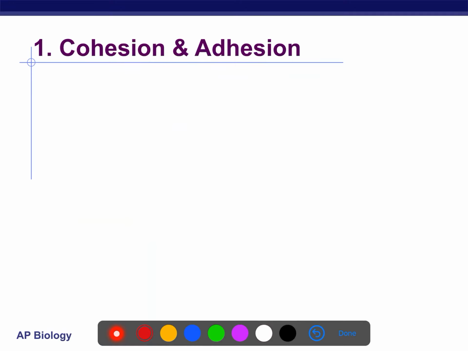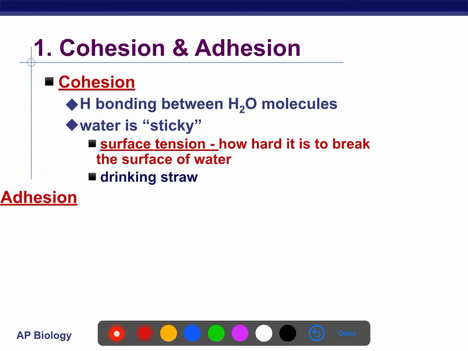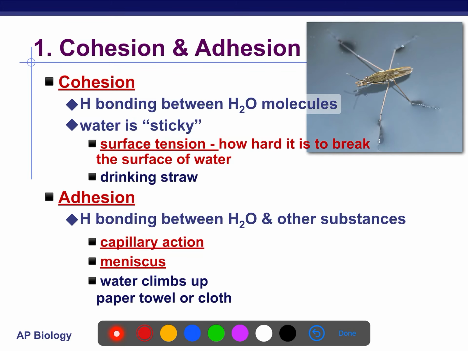So the first properties we're going to talk about are cohesion and adhesion. When we talk about cohesion, really we're just talking about hydrogen bonding between water molecules, or water being sticky to itself. And when water does this, it gives it the ability to have really high surface tension, or kind of a hard surface.